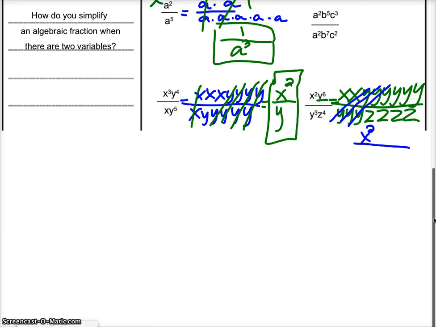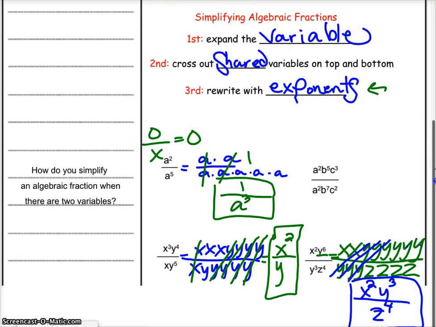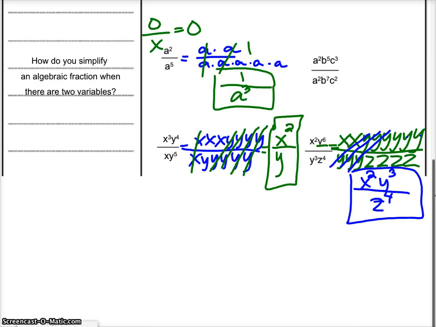X squared, and what else? Y cubed. Y, I have 1, 2, 3 left. Y cubed over z to the 4th. X squared, y cubed, over z to the 4th.